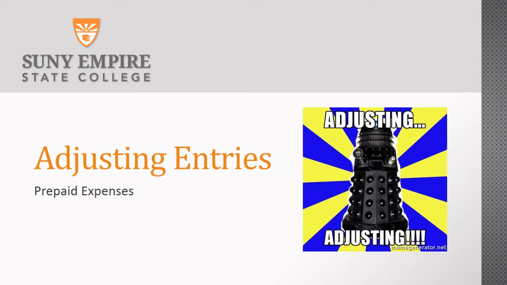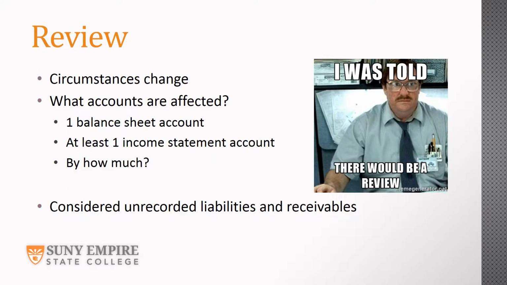This is the second in a three-part series of resources on adjusting entries. Part 1 describes the reason we need adjusting entries. We then consider unrecorded transactions, both receivables and liabilities. Part 2 investigates prepaid expenses. Part 3 inspects unearned revenues.